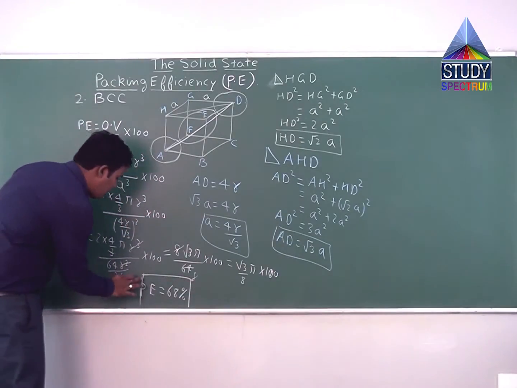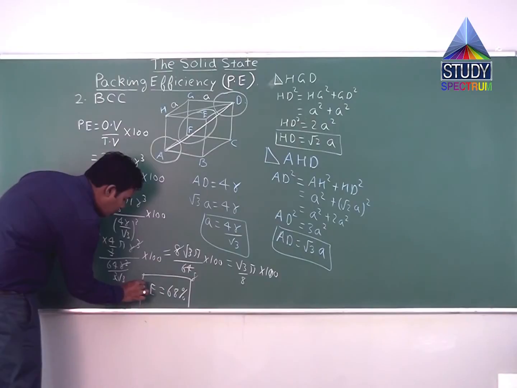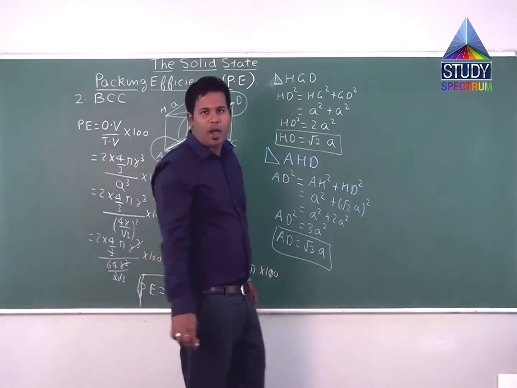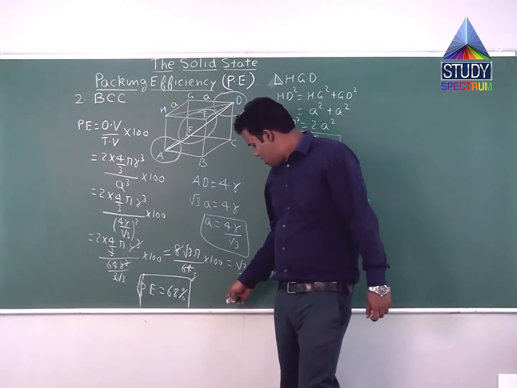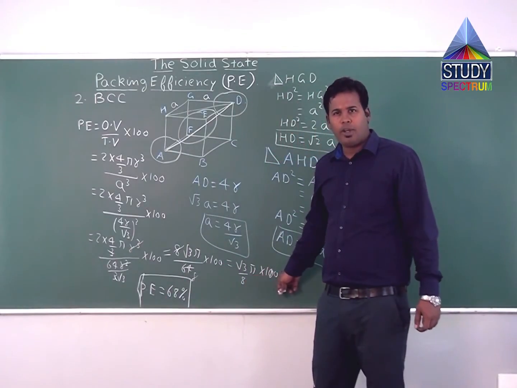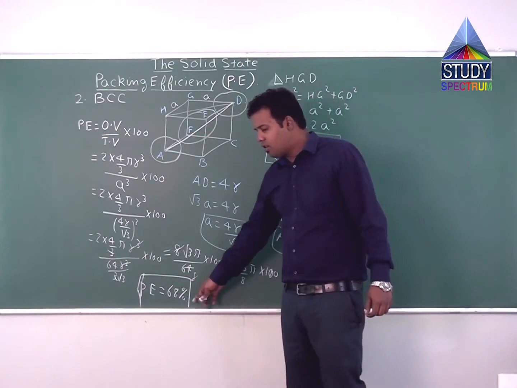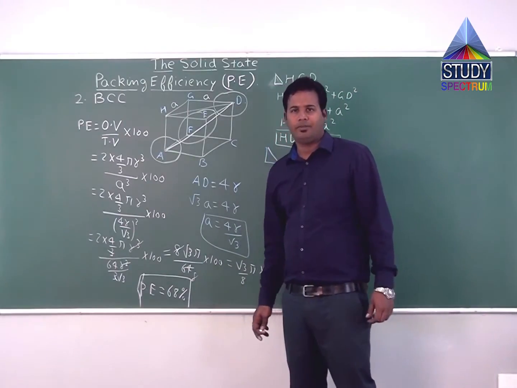If you substitute the value of pi as 3.14 over here, in the last expression which we have obtained from the calculation of packing efficiency, then its value turns out to be 68%.